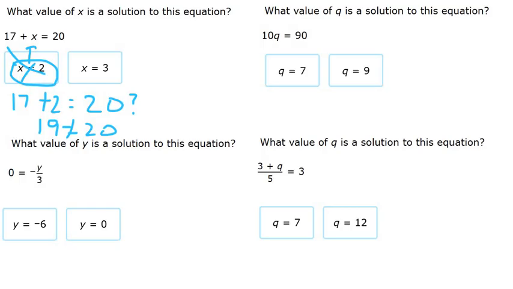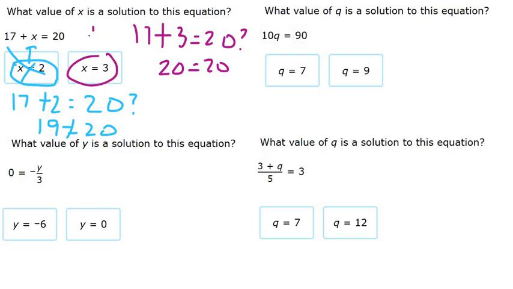And since it's only 2 choices, it should be 3, but just to triple check it and to be sure, 17 plus 3 equals 20. Is that true? Well, yes, it is. 17 plus 3 is 20. So this one is correct. We'll give it a smiley face.